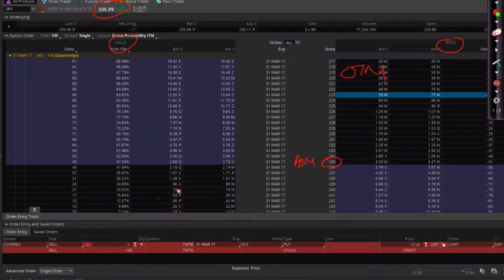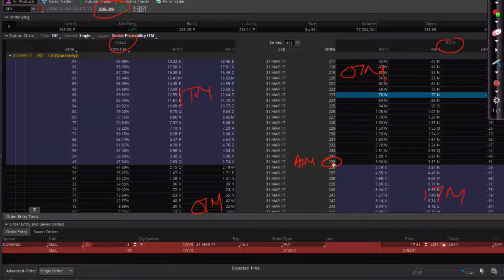And then on the call side, it's just the reverse. So any calls that are above the current at the money price are OTM. And the nice thing is this is visualized for you on the platform. In the black is out of the money. In the blue is in the money, ITM. Okay. And you'll hear these referenced many times throughout the course.